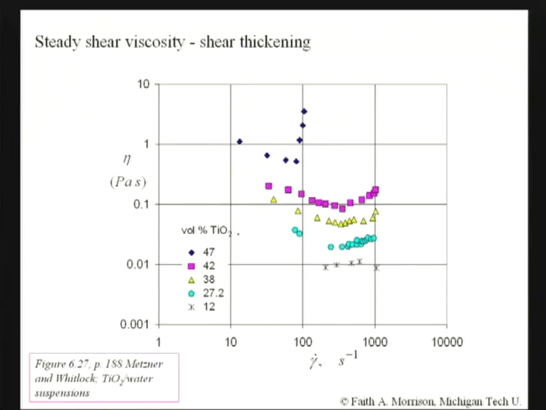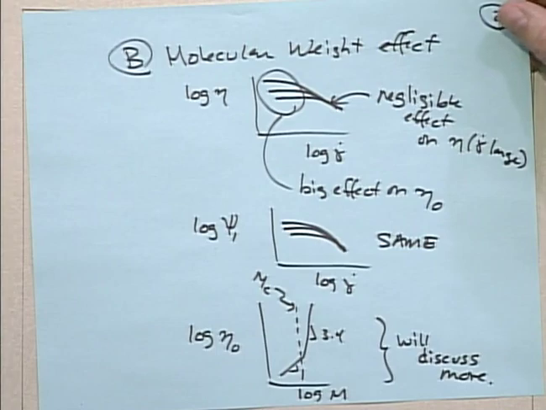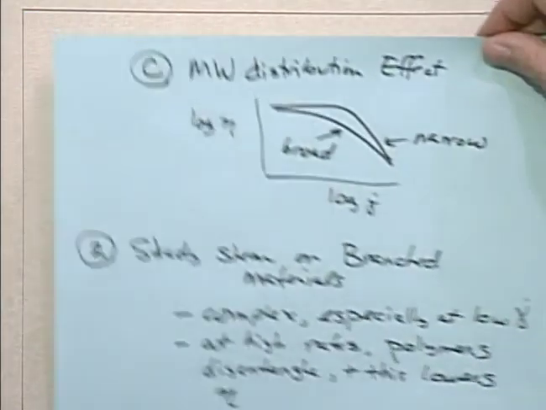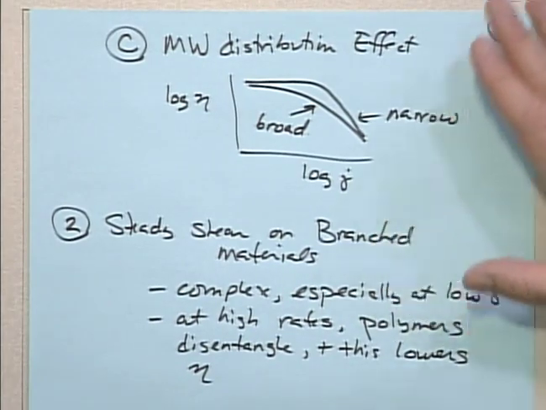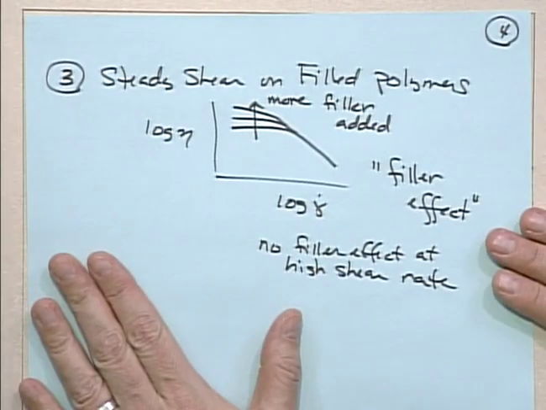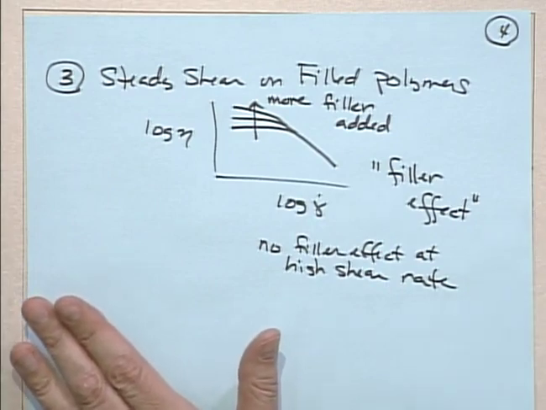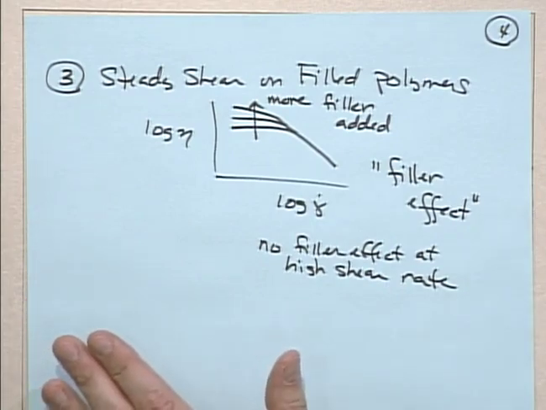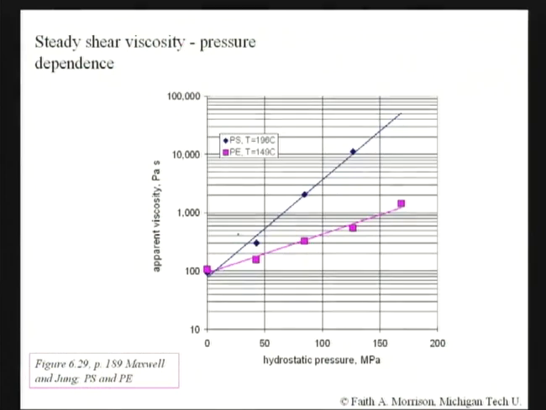All right, so just looking back over what I've been writing. 1, steady shear of linear polymers. For linear polymers, we talked about molecular weight, ABC, molecular weight distribution. Item 2, branch materials. So first linear materials, then branch materials. And then item 3, steady shear of filled polymers. My next topic's not going to be steady shear anymore. Well, actually, I have one more, it looks like. Yeah. 2 more topics on steady shear is the effect of temperature and the effect of pressure.